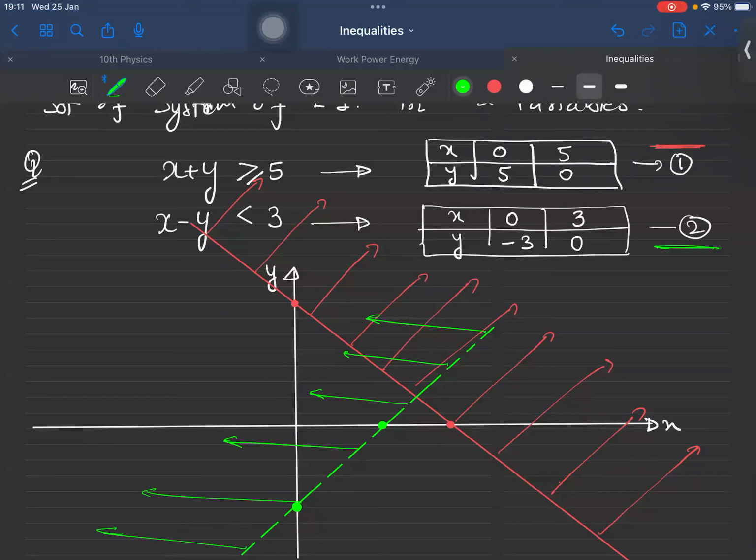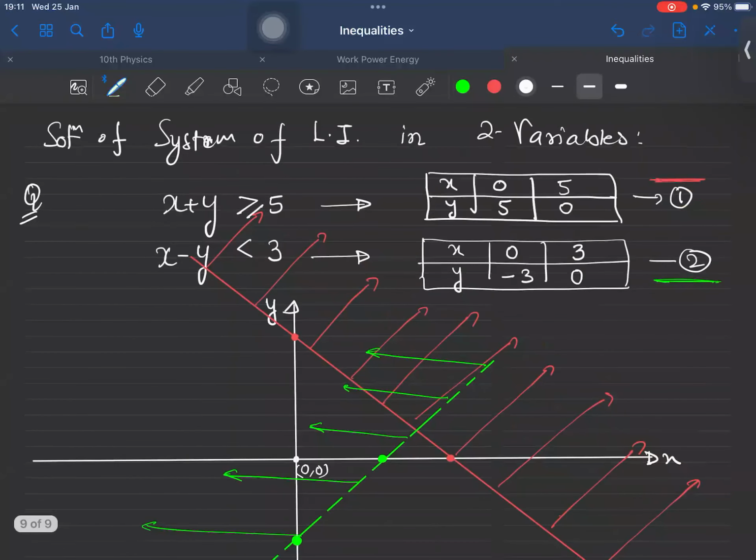See, if you get confused, just put any value. Let's say the origin, 0, 0. This point is 0, 0. In the first equation, if you substitute x equal to 0, y equal to 0, you get 0, which is not greater than 5. That means this graph is correct.